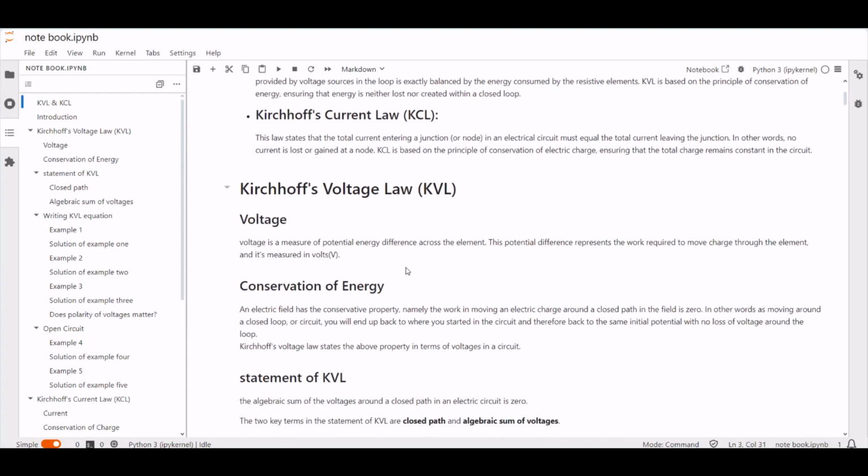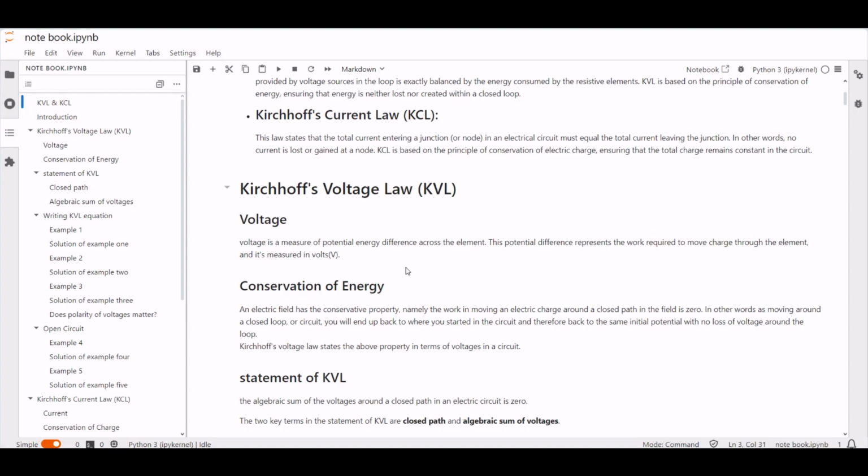In this video, I want to focus on KVL. Now let's point out three concepts related to KVL: voltage, conservation of energy, and statement of KVL. Voltage is a measure of potential energy difference across the element. This potential difference represents the work required to move charge through the element, and it's measured in volts.